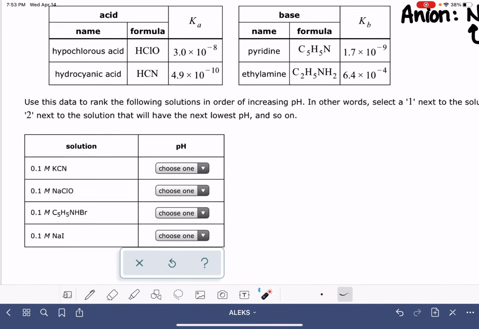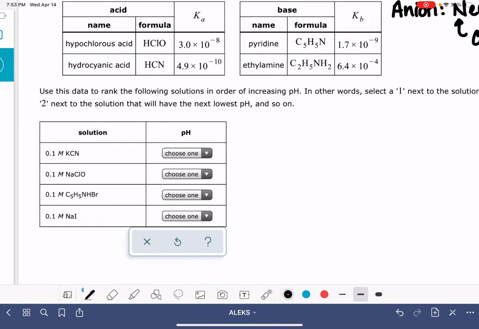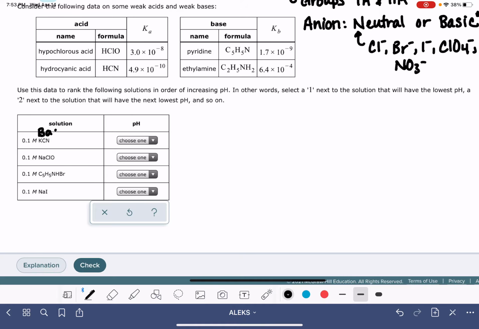So I'm going to zoom in here a little bit. For my first molecule, I have KCN. K, potassium, is my cation, and this is a neutral cation, so I'm just going to put a little N on top of it. The cyanide, my anion, is CN-. This is not one of the 5 neutral anions, so that means that this is a basic anion. When I have an ionic compound that is coming from a neutral cation and a basic anion, the neutral cation is basically canceled out, and the ionic compound as a whole is going to be basic. So I'm just going to tag this as a basic solution.